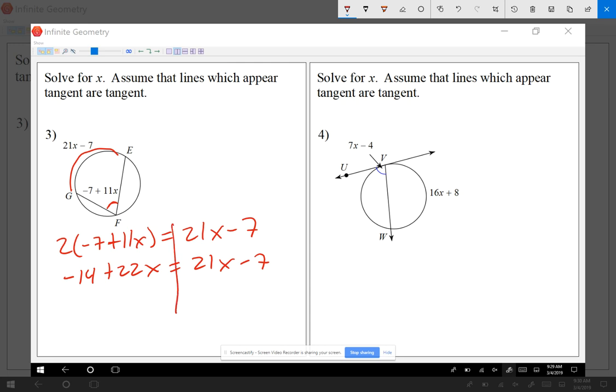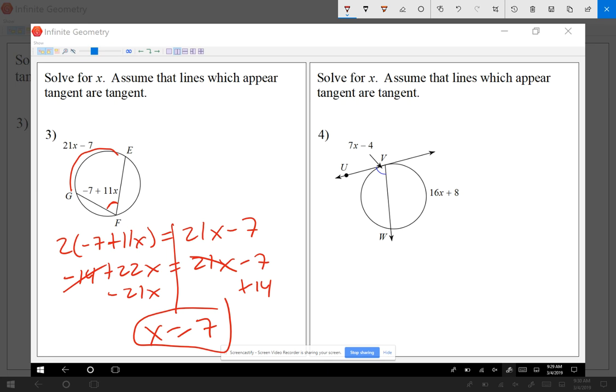I'm going to separate them at the equal sign. I see x's on both sides. I'm going to get rid of the smallest one. Let me subtract 21x. So it seems like I want x's on the left, so the non-x's on the right. Let me add 14. Now 22x minus 21x, that gives me 1x. -7 plus 14, that gives me +7. So x equals 7. But once again, 2 times the angle is equal to the arc that it makes.